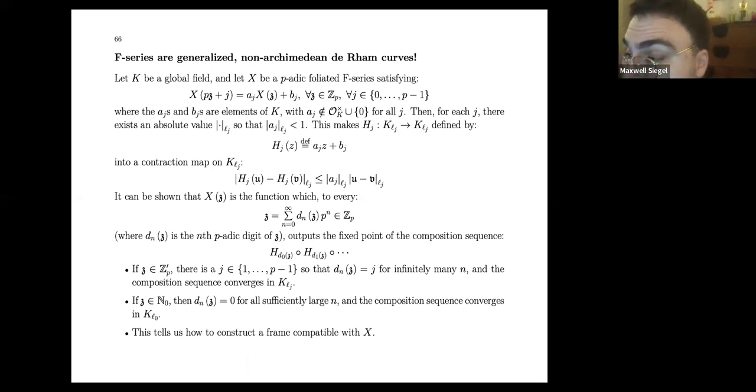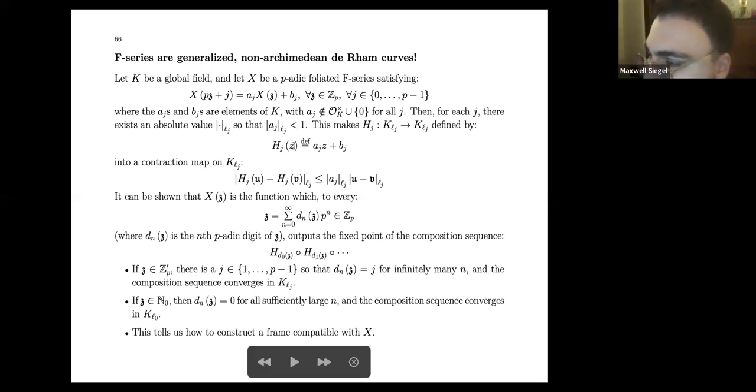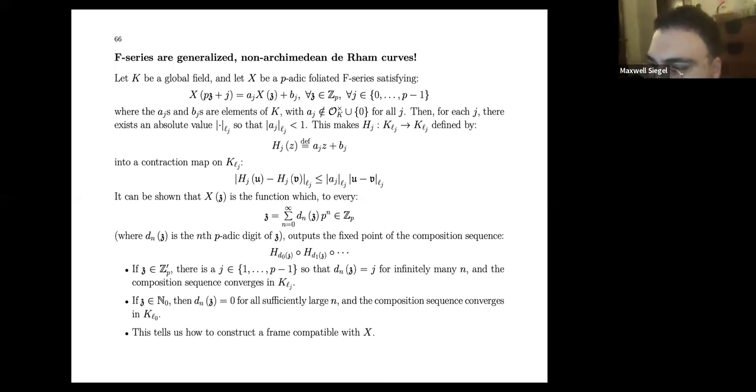This is crucial because that means that for each j, there is some place l_j of K at which a_j's absolute value is less than 1, which makes this map h_j as defined into a contraction on K_{l_j}. It can be shown that X of z is the function which, to every p-adic integer z, outputs the fixed point of the composition sequence of the h_j's specified by a p-adic integer z's digits. And this is how I originally constructed these guys.